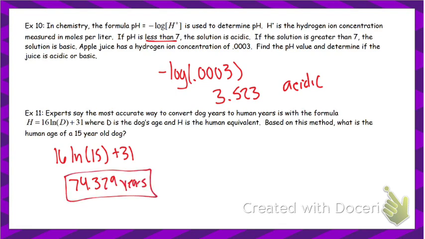And if you think about it, I think that kind of makes a little bit more sense because a 15-year-old dog is pretty old. If I just do the times 7 or whatever it is they say, that might be a little bit too old than what the normal conversion would be. So I think this gives us a little bit more accurate of a conversion.